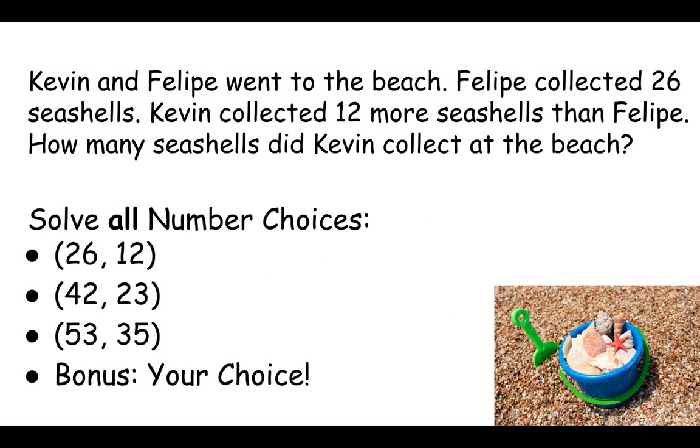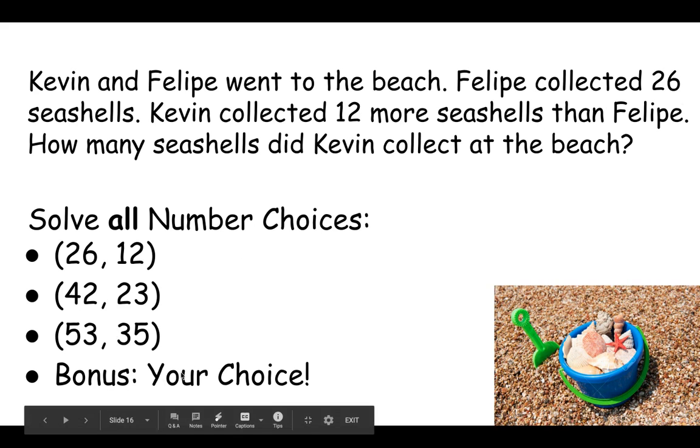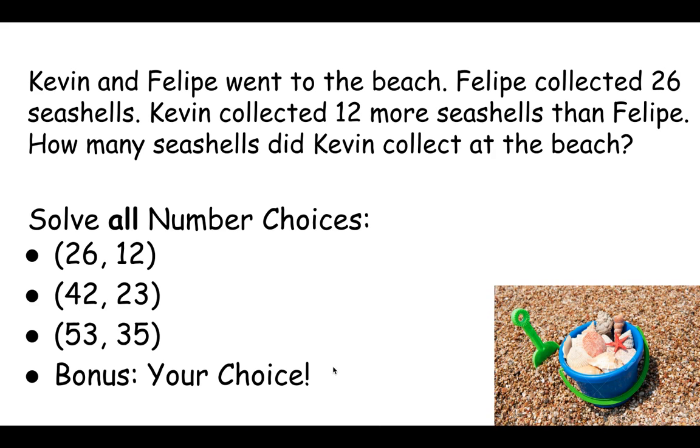So now it's your turn. Here's our word problem and the other number choices. Remember, I would like you to solve all of these number choices. Our first number choice is the one that I showed you and we did together. So 26 shells, 12 shells, 42 shells, 23 more, 53 shells, 35 more, and a bonus of your choice of numbers. When you're done solving this math problem with all the number choices, I would like for you to please take a picture of it and upload it to our portfolio page.